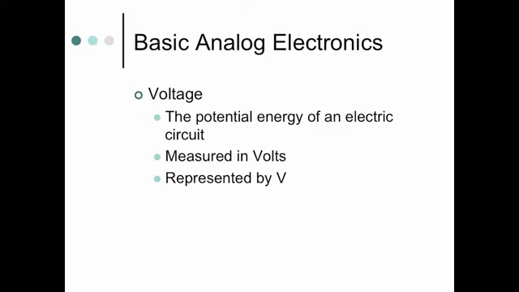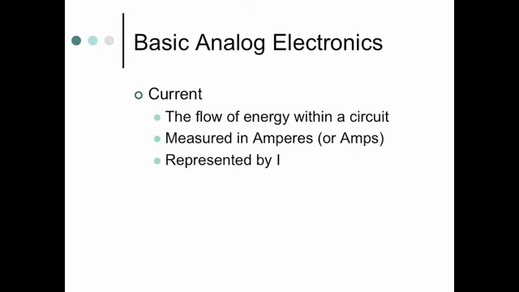Anyway, voltage. Voltage is the potential energy of an electric circuit, measured in volts, represented by V. I'll get into more detail as to what that actually means, volts, and how it relates to current and resistance. The next one is current, as our main basic important electrical characteristics. We start with power, voltage, current, and resistance. Current is the flow of energy within a circuit, measured in amperes, represented by I, amperes or amps.